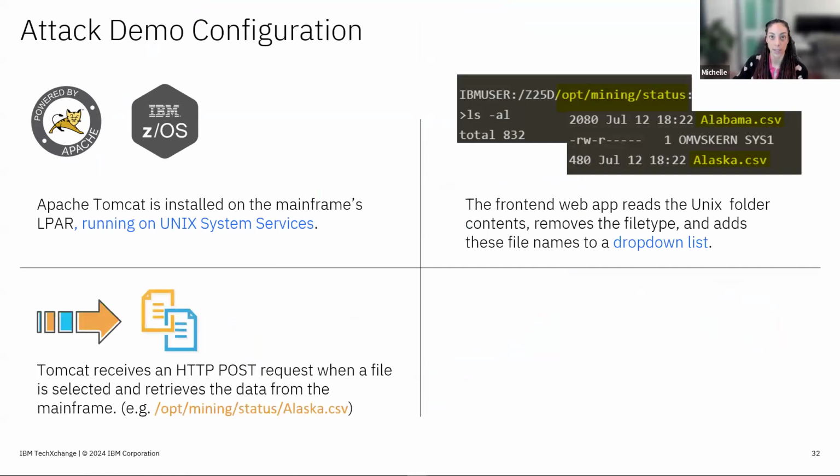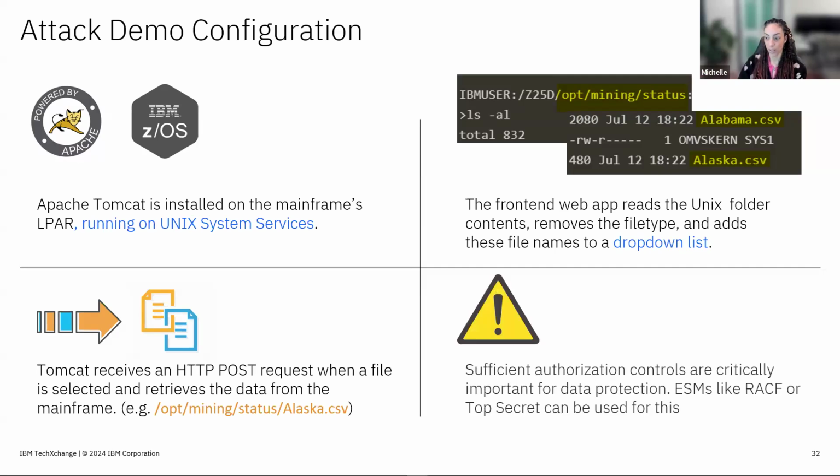When you use the menu and select an option, Tomcat receives an HTTP POST request for that file, and it will retrieve the data from the mainframe and display it in the web GUI. Sufficient authorization controls are critically important for data protection. Again, use ESMs, RACF, Top Secret, whatever you need to do to protect this kind of communication and your data.